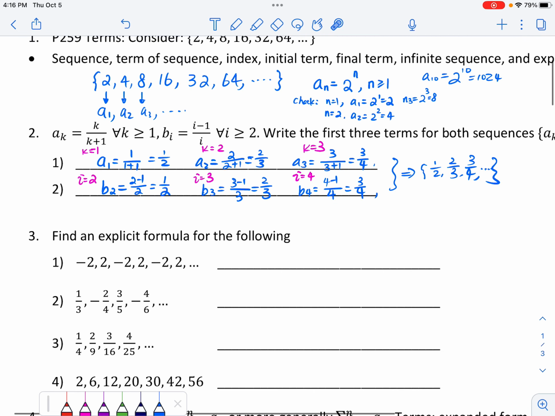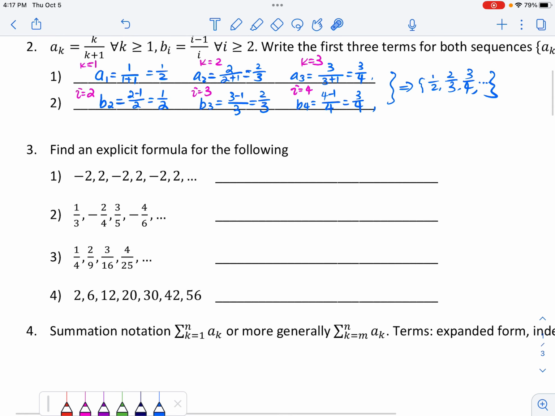So even though they have different explicit formulas, they do end up with the same sequence. So the point is, sometimes the explicit formula may look a little bit different, but they could represent the same sequence.